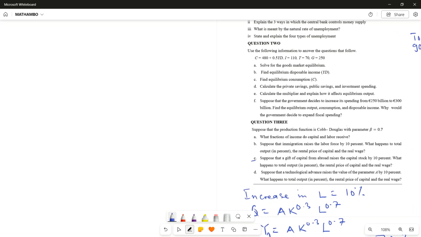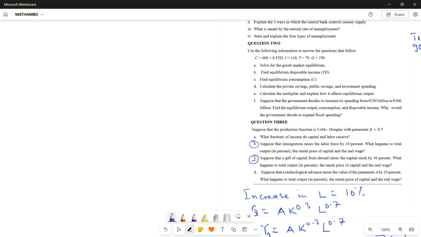Then part C is saying, suppose that a gift of capital from abroad raises the capital stock by 10%. What happens to total output, rental price of capital, and the real wage? So for this one, I won't solve it, because it's more like a replica of B. You're just doing the same things that we're doing there on part B.